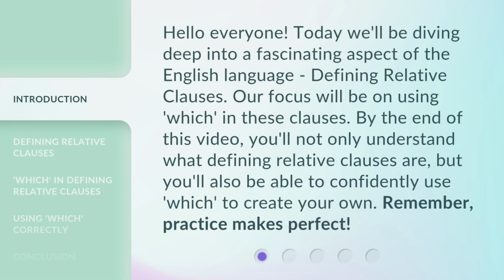Hello everyone. Today we'll be diving deep into a fascinating aspect of the English language, defining relative clauses. Our focus will be on using which in these clauses. By the end of this video, you'll not only understand what defining relative clauses are, but you'll also be able to confidently use which to create your own. Remember, practice makes perfect.